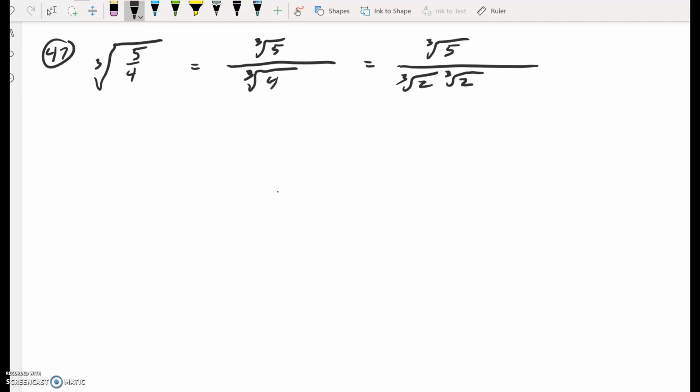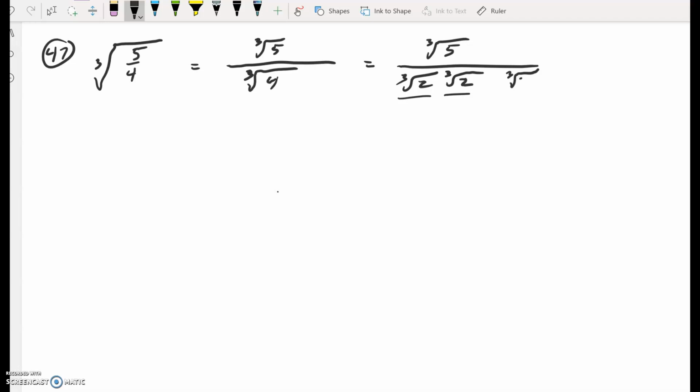Now it's time to create a plan for rationalizing the denominator. Well, that means making the denominator be a regular number, a root-free number like 7 or 5 or 3 or 2 or something. But do we have enough of these cube roots of 2 multiplied together to get a regular 2? And the answer is no. We need 3 of them. We need 1 more of them.